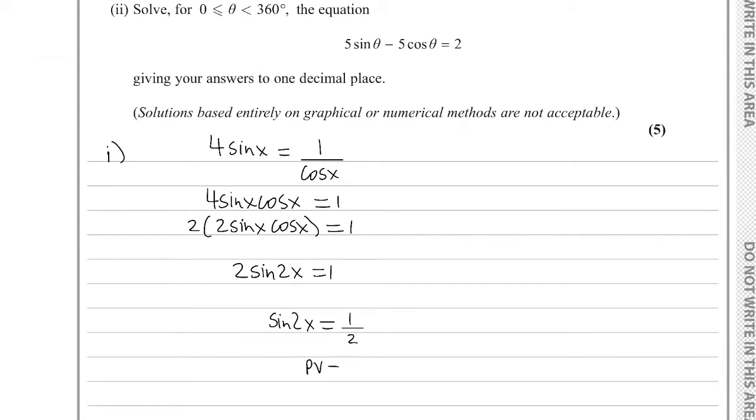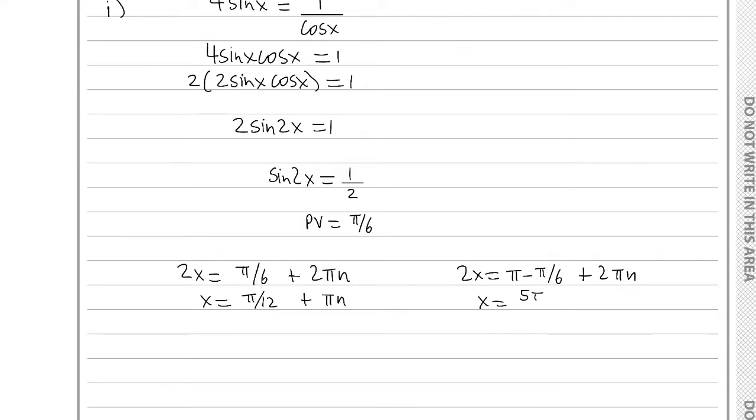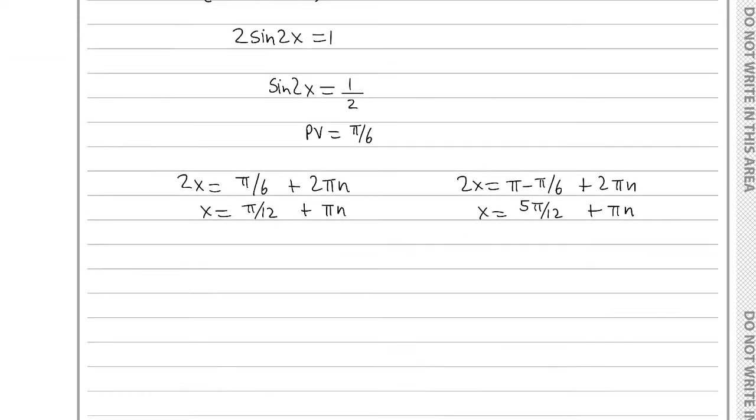My PV turns out to be pi over 6. So 2x is pi over 6 plus 2 pi n, or 2x is pi minus pi over 6 plus 2 pi n. If I divide everything by 2, I get pi over 12 plus pi n, or 5 pi over 12 plus pi n. It doesn't take long to realize that the only solutions in the interval from 0 to pi over 2 are pi over 12 and 5 pi over 12.